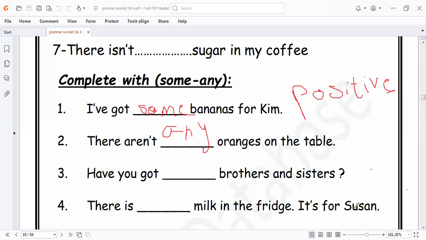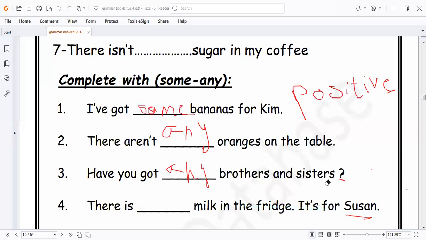Have you got any, brothers and sisters? Why do I put any here? Because any is used, as we told before, for questions and negatives. There is space in the fridge. It is for Susan. It will be here. I select some. Okay. I answered four of them, and the rest it would be similar.